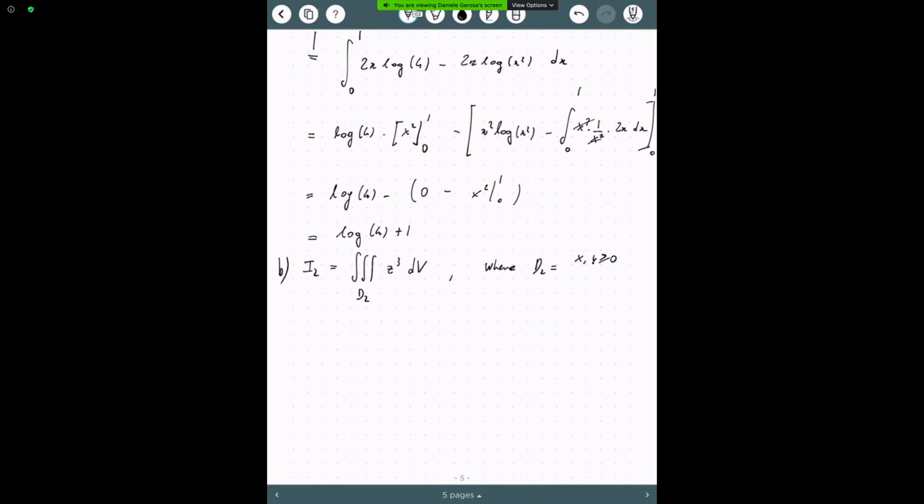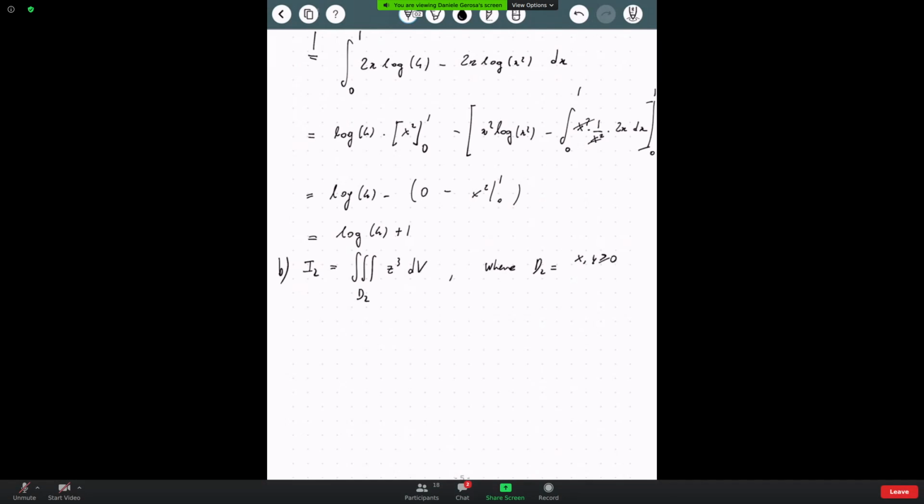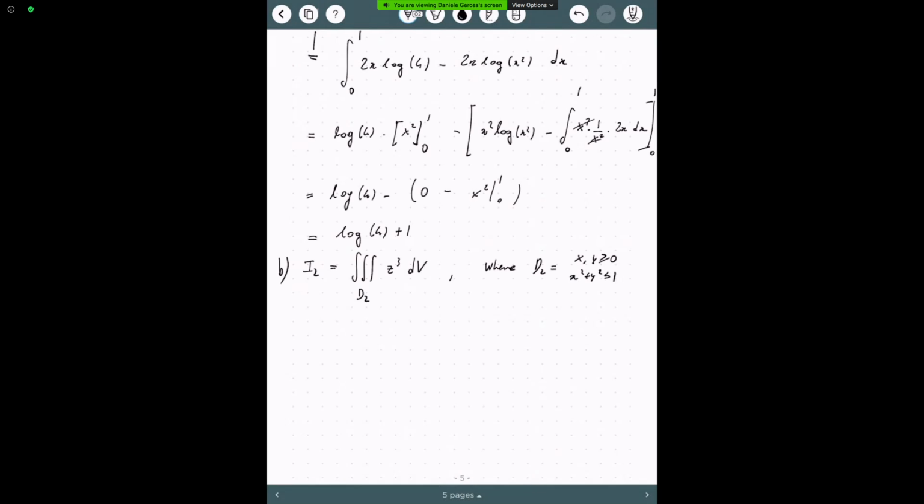We have x and y positive. We are within a disk, and z has to be greater or equal than 0 and less or equal than y. Yes, I have, but this is going to be 0 anyway. I mean, this 0 is going to be.